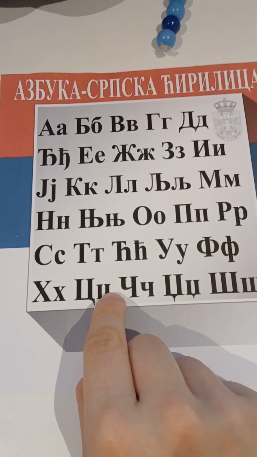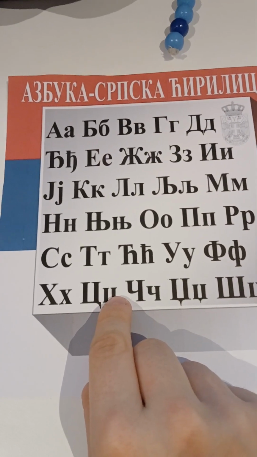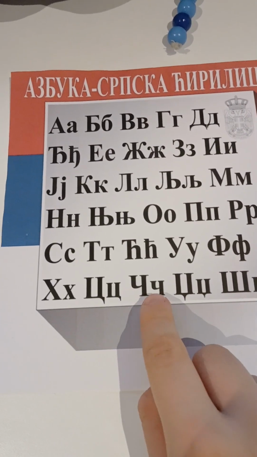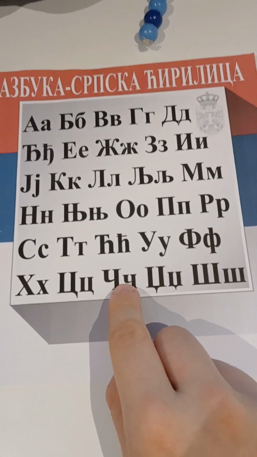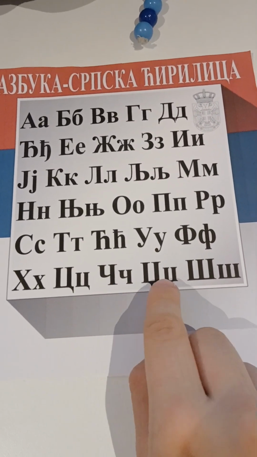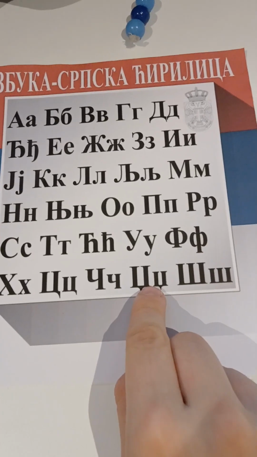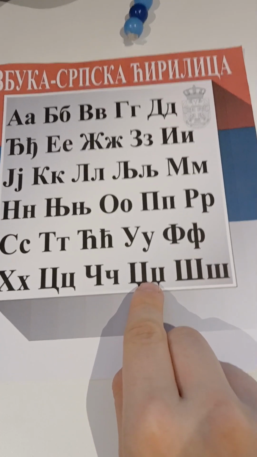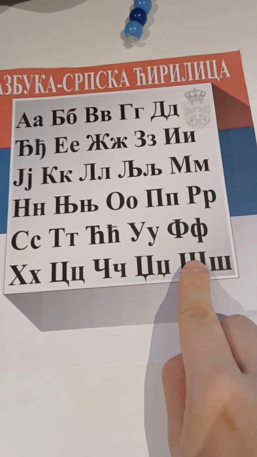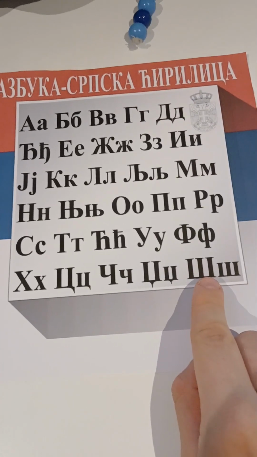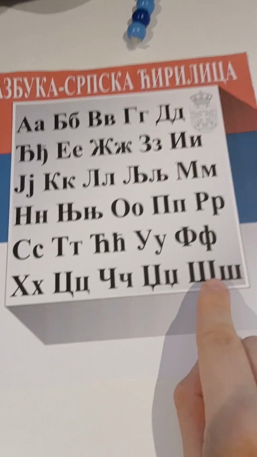This you pronounce it ts, like cipela, which means a shoe. You pronounce this one ch, like čamac, which means boat. This one j, like jumper, which means jumper. And this letter sh, like šal, which means scarf.